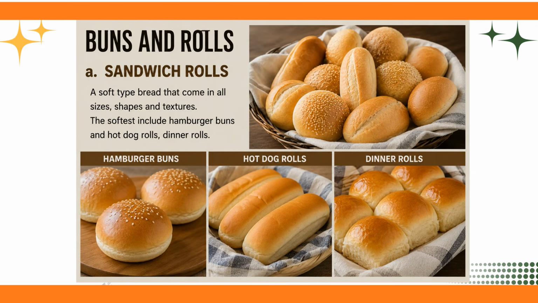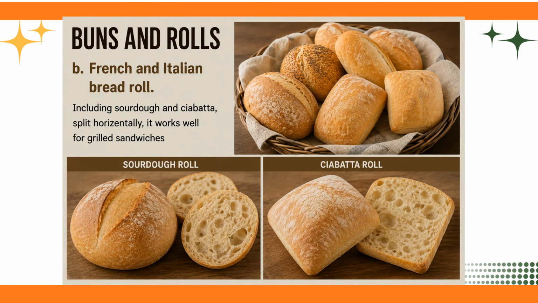2. Buns and rolls. Types of buns and rolls. A. Sandwich rolls. A soft type of bread that comes in all sizes, shapes and textures. The softest include hamburger buns and hot dog rolls, dinner rolls. B. French and Italian bread roll. Including sourdough and ciabatta, split horizontally, it works well for grilled sandwiches.